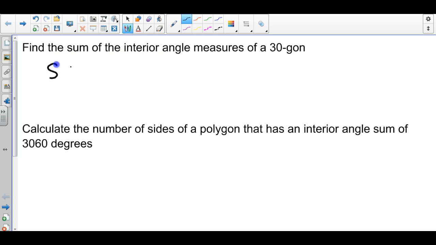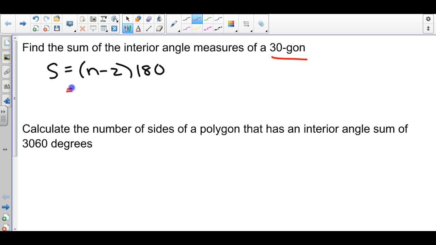For this, we're going to use the formula where the sum of the interior angles is equal to the number of sides minus 2 times 180. This concept came along when we were talking about triangles having 3 sides: if you took 3 minus 2 and multiplied it by 180, that's when we had 180 degrees being the sum of all the interior angles of a triangle. So we can apply it to any sided figure.